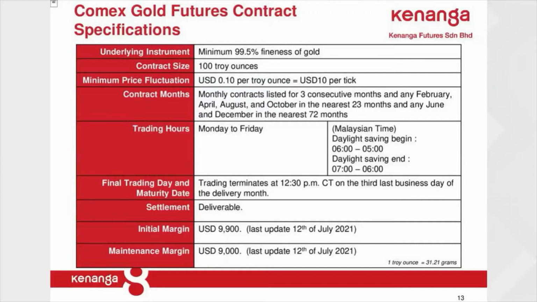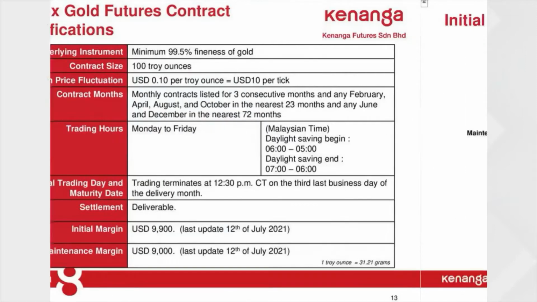And as of yesterday, the initial margin was 9,900. So for you to engage in one contract of gold futures, you have to have at least a capital of USD 9,900, and the maintenance margin is actually 9,000, which is about 10% of the initial margin. I will explain the differences between initial and maintenance margin in the next slide.